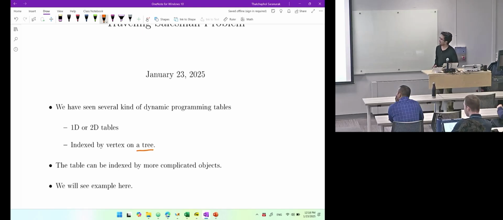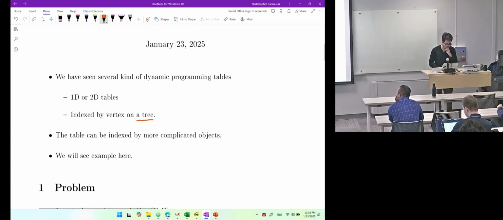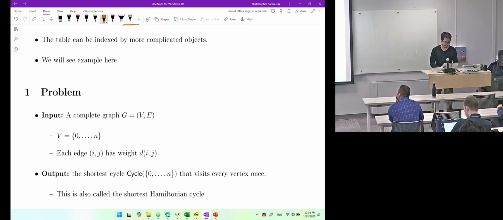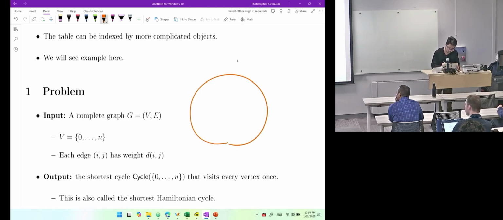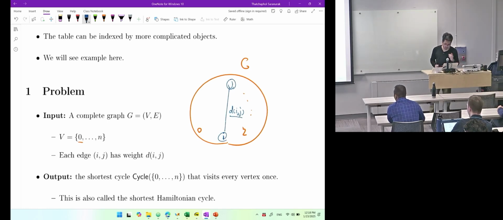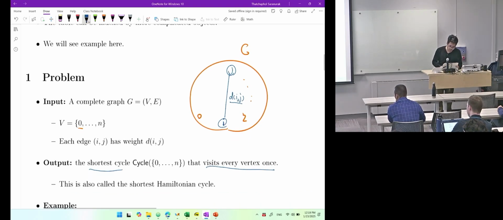Okay. Now let's look at a more advanced example, when the table looks even more complicated. The problem is traveling salesman. In this problem, you have a graph G, and there are nodes numbered 0, 1, 2, up to n. Between every node, you have an edge. An edge has a distance or weight; if it goes from node i to node j, then there is a weight d_ij. What we want is to find a cycle that visits every node exactly once. We want to find the shortest cycle that visits every vertex once. This is also called a Hamiltonian cycle.